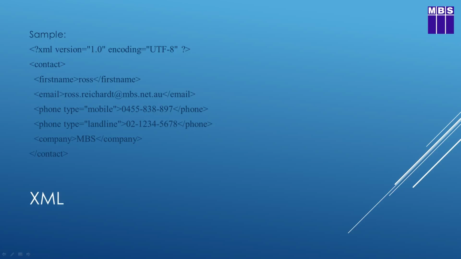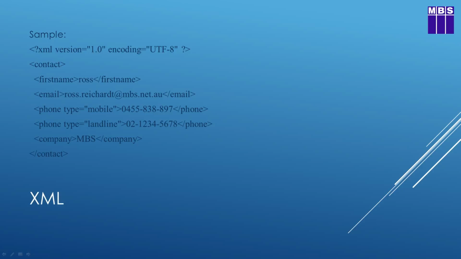Here's a sample of some XML. This is a very, very simple sample, and as you can see, it describes one contact being me. It's got my first name, my email, a couple of phone numbers, a mobile and a landline number, and the company that I work for. So it should be fairly simple to understand what that block of XML is doing and how it's describing it. And if you want to modify it to put in a different phone number, for example, it should be fairly obvious what needed to be done to do that.